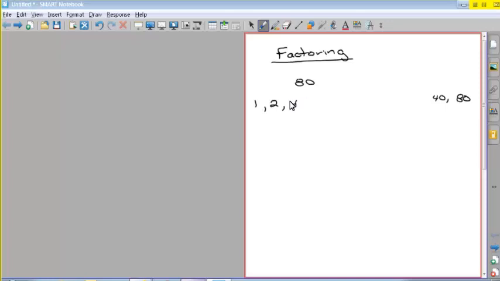4 will work. So you take 80, divide by 4, get 20. 5, you can divide by 5 because it ends in a 0. 80 divided by 5 is, I'm just going to use my calculator, 16. Okay, 6, you can't divide by 6 because you couldn't divide by 3. 7, you can't divide by 7. 8, oh yeah, of course you can divide by 8. So you get 8 and 10, and there's your list.